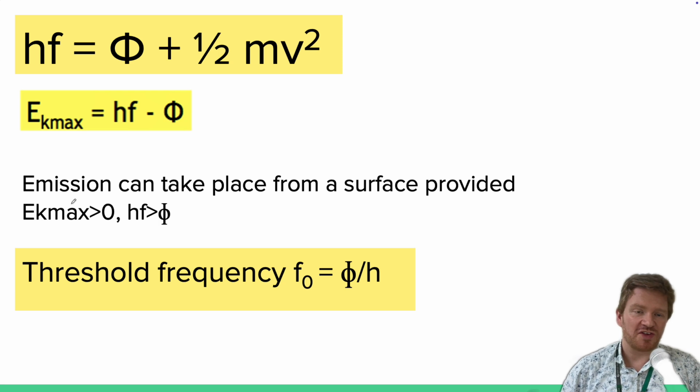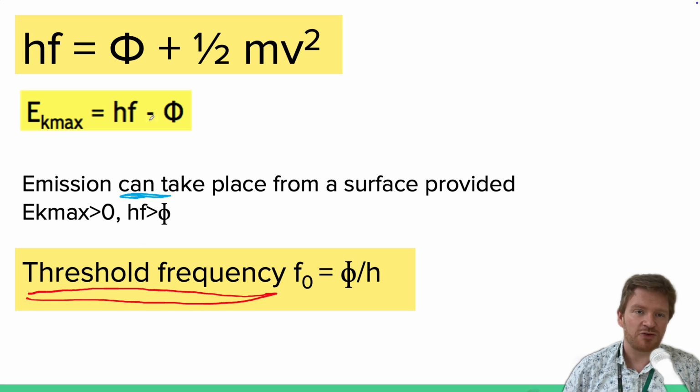Now, what we can also say is that there's a condition when emission is able to take place. It becomes possible if this is bigger than zero. Basically, if the kinetic energy is anything larger than zero, then that means electrons are being emitted. So that happens at the point where hf is equal to phi. So we get this concept of a threshold frequency. If we rearrange to get f, we can say hf is equal to phi, therefore f is phi over h.